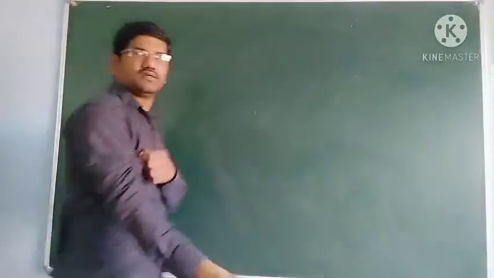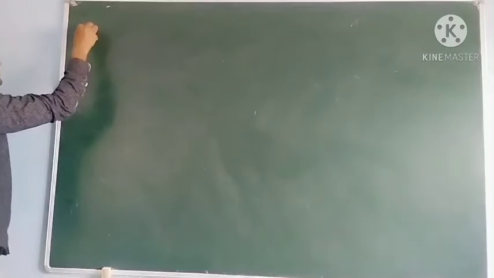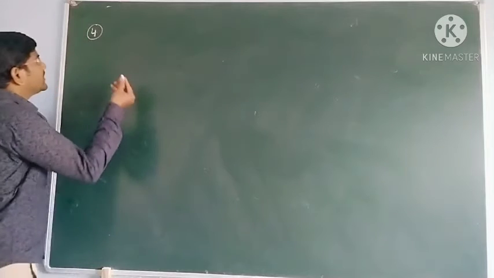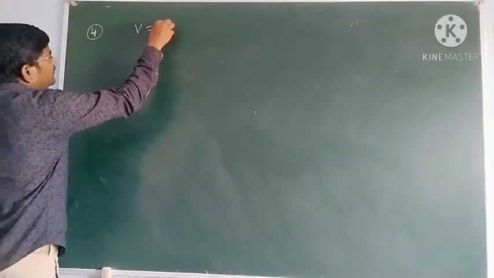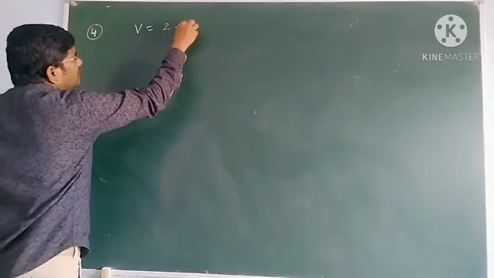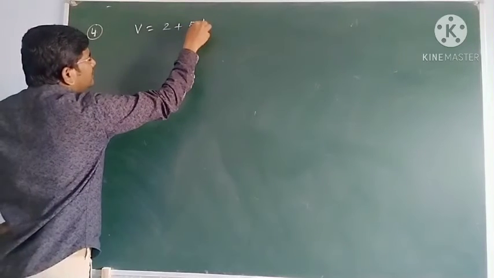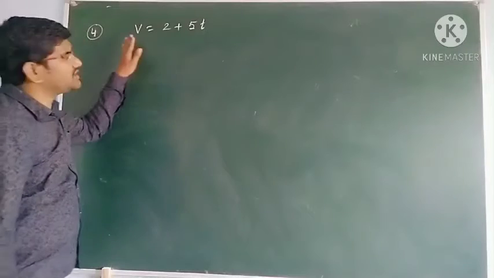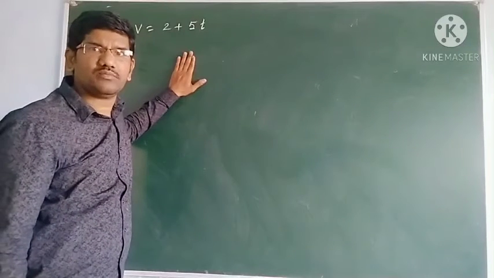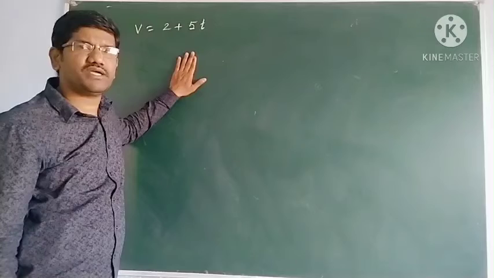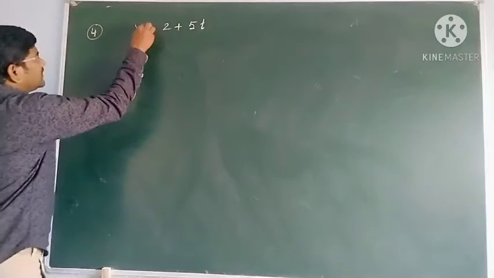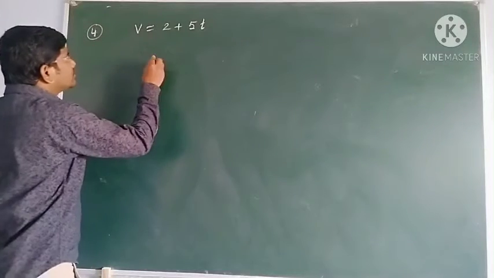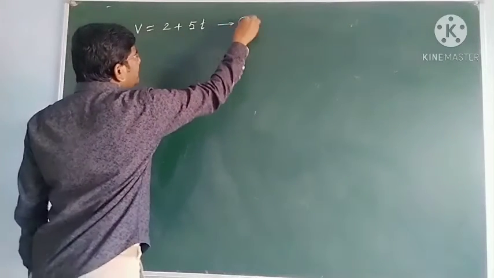Okay students. So now they will give you like this, see my dear students. For example, v is equal to 2 plus 5t they will give you. So this is the velocity equation of a particle moving in a straight line. Okay students, so they will give you velocity of an object in terms of time. So this is equation 1.